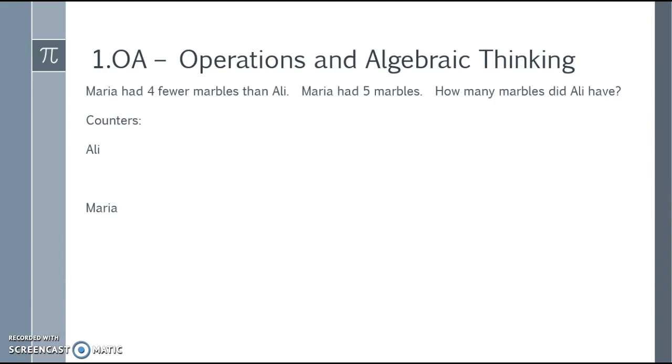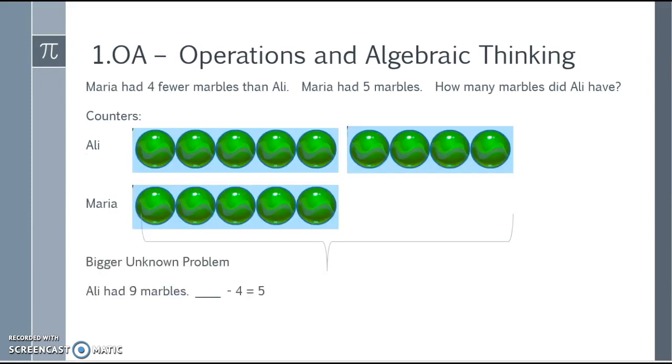Maria had 4 fewer marbles than Allie. Maria had 5 marbles. How many marbles did Allie have? So again, we have our counters. If we start knowing that Maria had 5 marbles to begin with, that would mean Allie had 5 marbles to begin with as well, but Maria had 4 fewer. So we would want to know what minus 4 would give us 5 marbles. So we know that 9 minus 4 is 5. Another way of writing a bigger unknown problem.